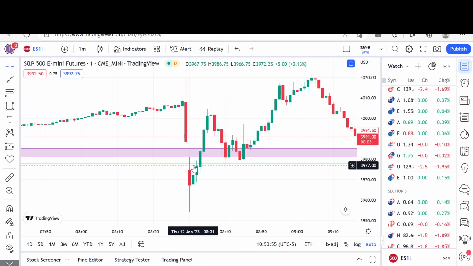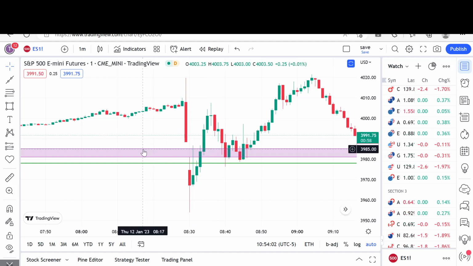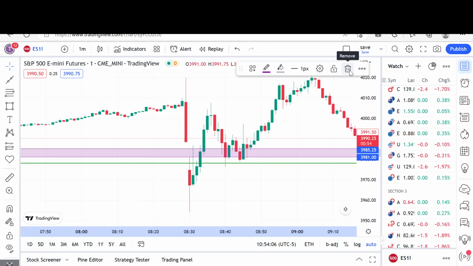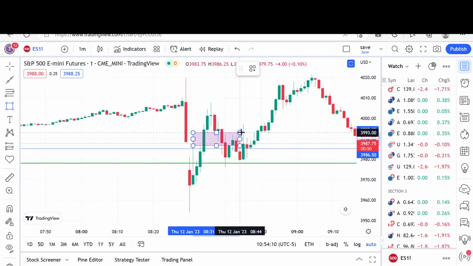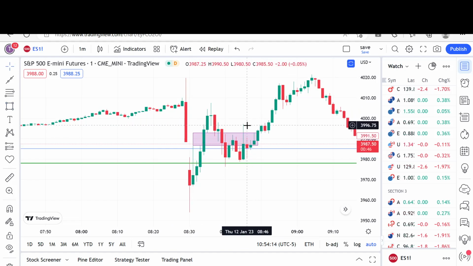So now we want to see price break a swing high level. It does it right there. And we want to see what created on the break of that level. We want to see a fair value gap created. So let me just remove this real quick. And you see right here, you had your imbalance created on the break of that level.